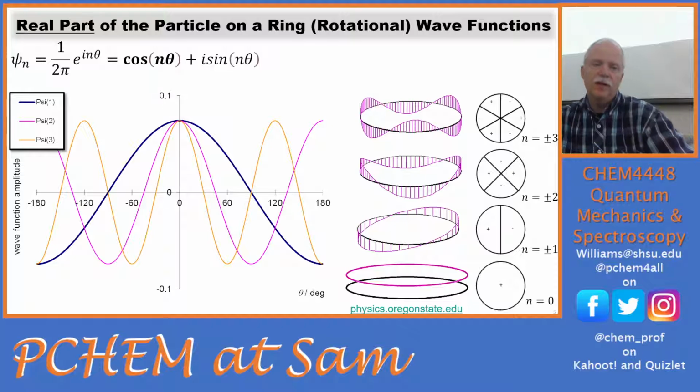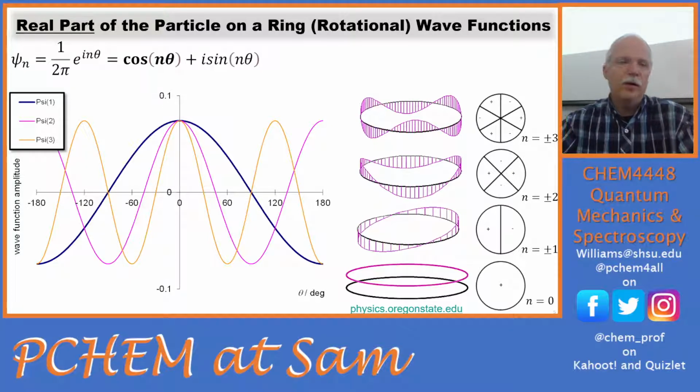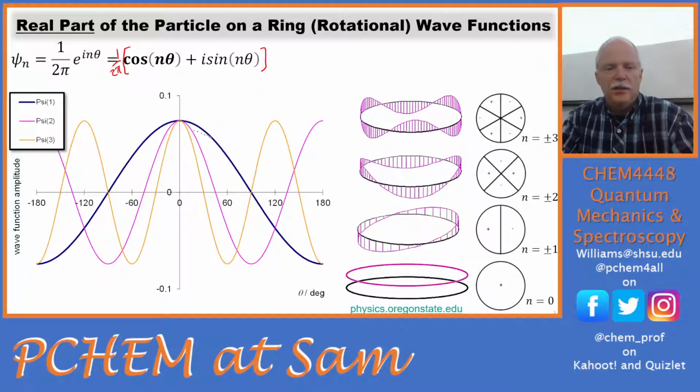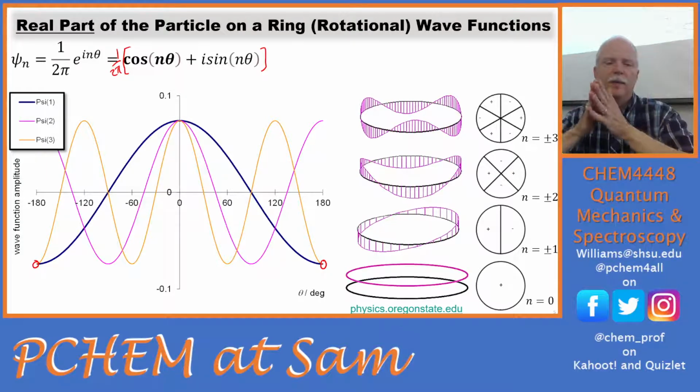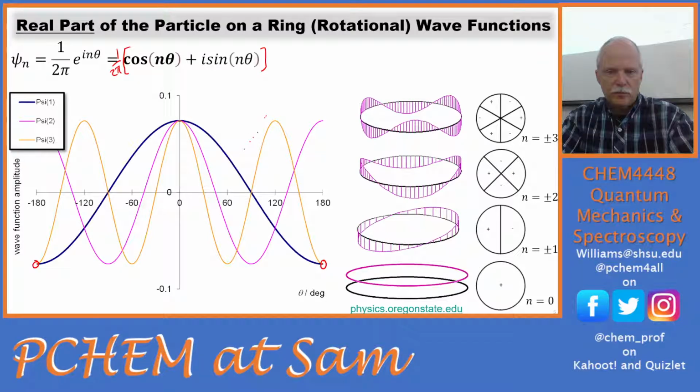And so here's various ways to depict the particle on a ring wave functions. And so we'll go ahead and put the 1/2 pi in front. Again, that's our normalization constant. And one of the restrictions on the wave function for rotational motion is that these areas have to match. Now, I've plotted it from minus 180 to 180. A lot of times people plot 0 to 360, but I like to see everything centered in the middle, okay, around 0, so we can determine things like even and odd functions and so on.